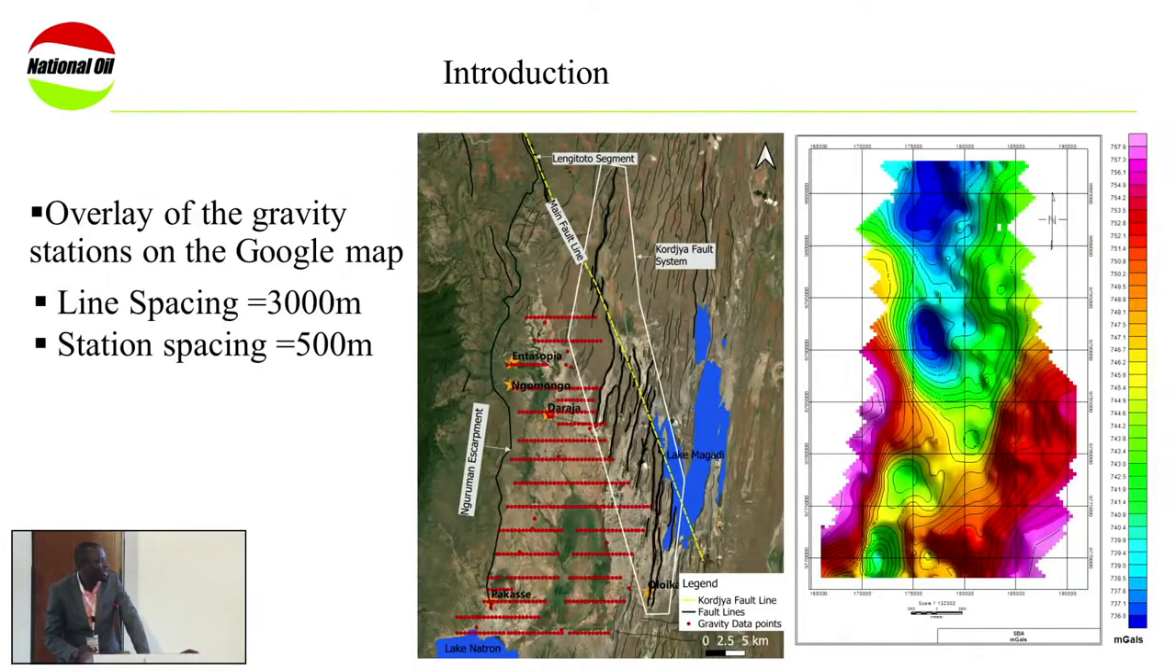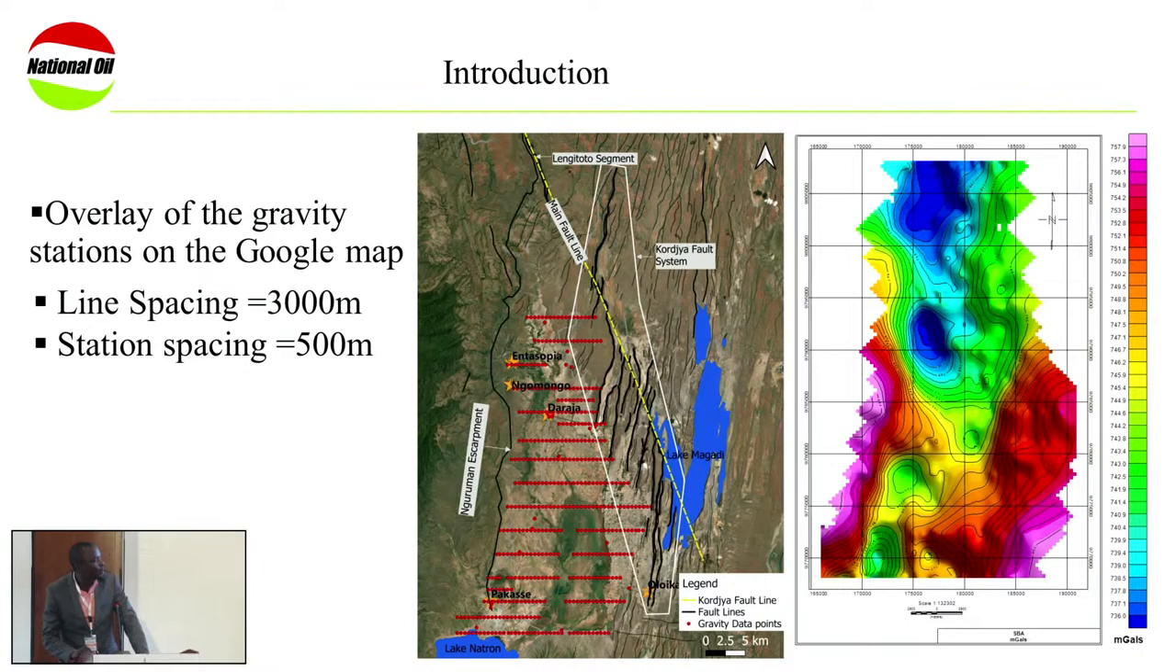Briefly, my area of study falls in the Southern Rift. On the western flank, we have the Nguruman Escarpment. And then we have the main fault called the Koja Fault that appears on the eastern part of it. And then you can see Lake Magadi is there. And then further south, we have Lake Natron.